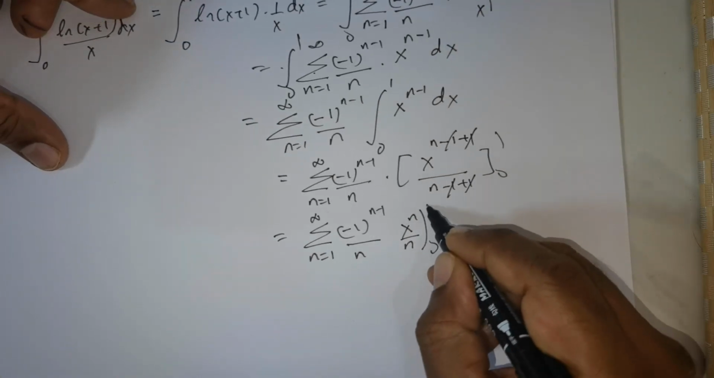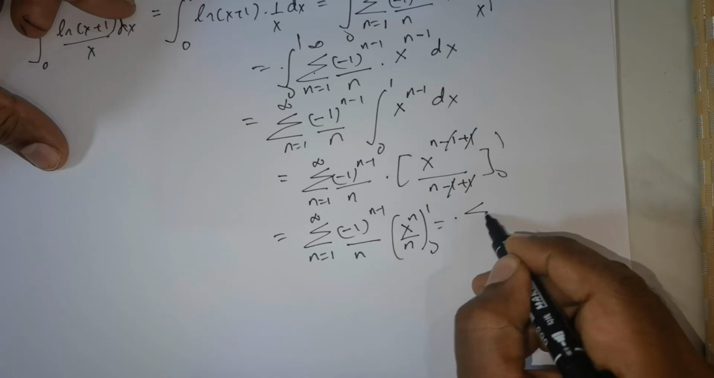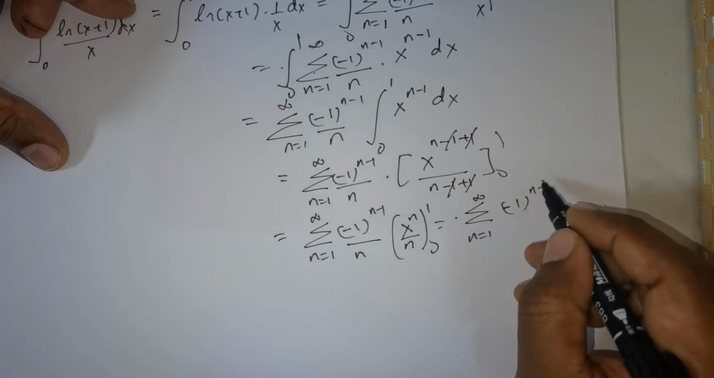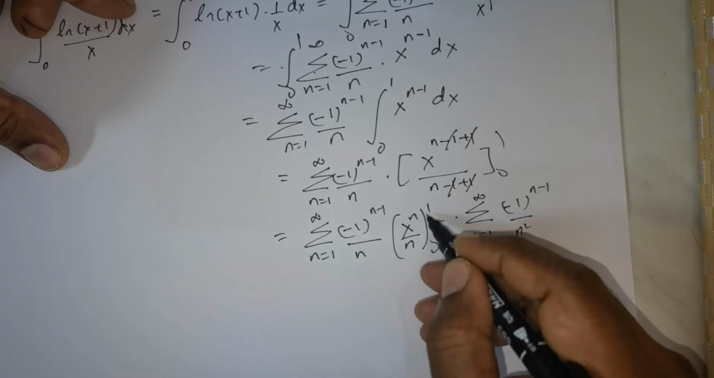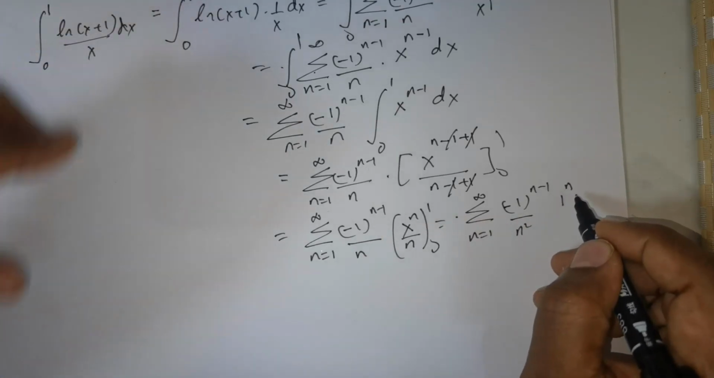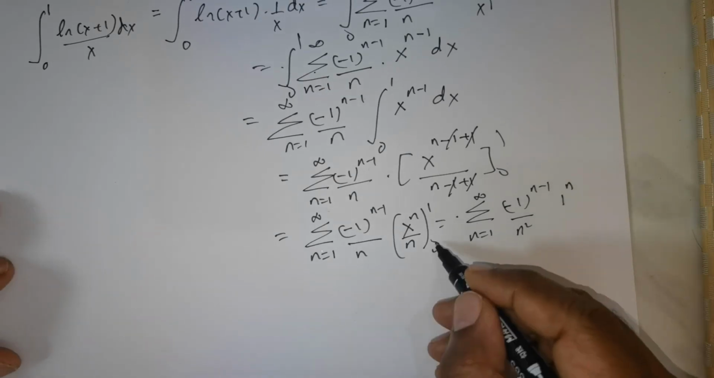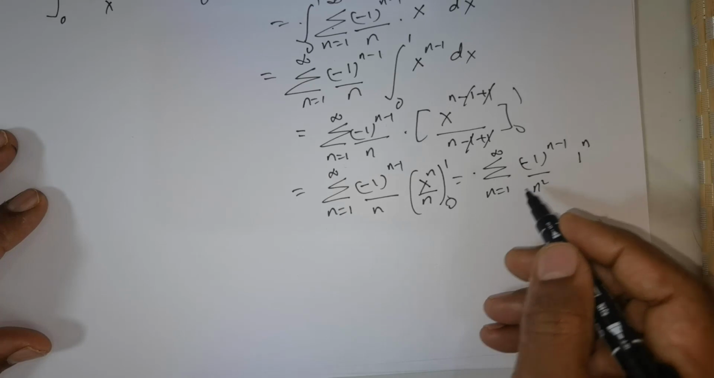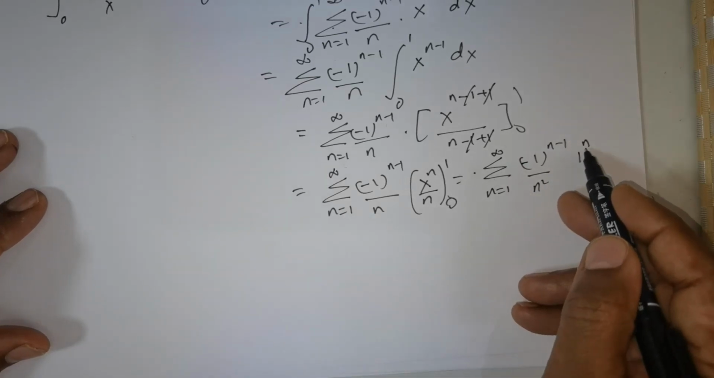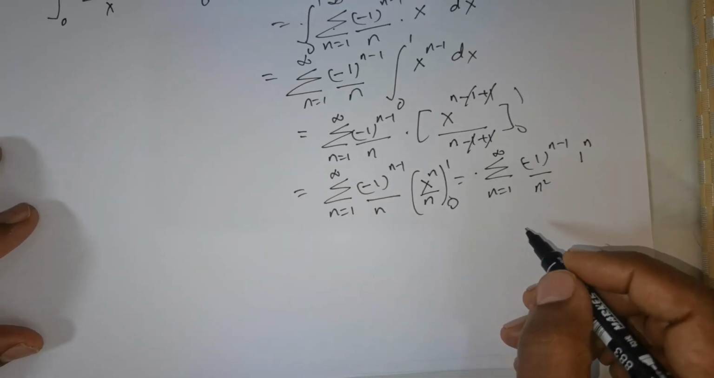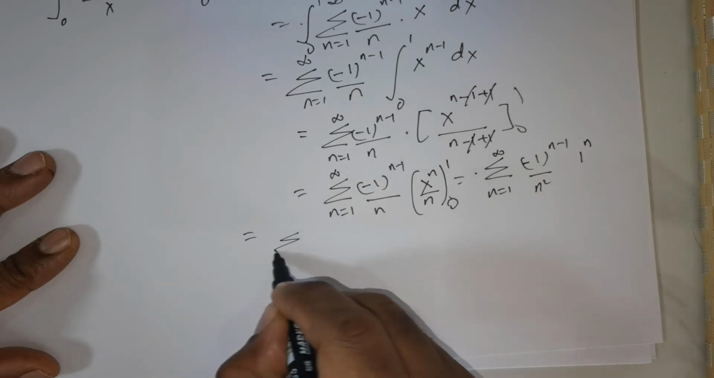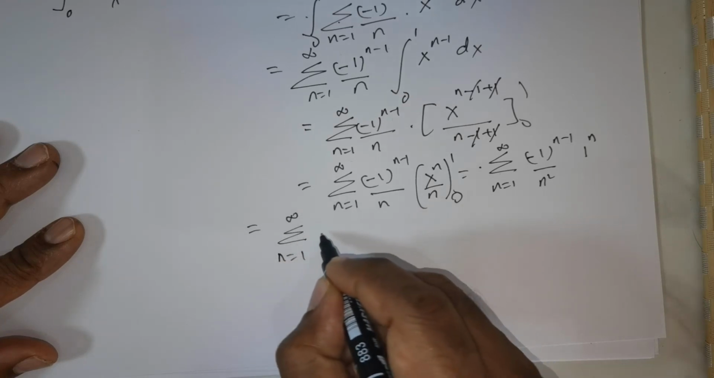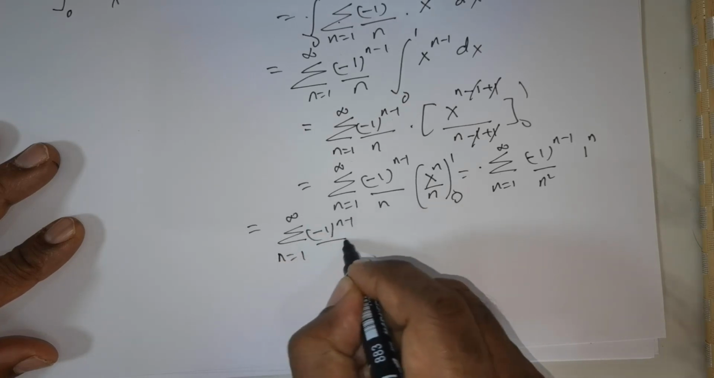Now the limits are 0 to 1, so this can be rewritten as sigma n equals 1 to infinity of (-1)^(n-1), n into n is n squared. This is going to give me 1 to the power n. Of course the lower limit will vanish. Now this can be further rewritten: 1 raised to the power of n, right? That is going to give us 1. So this can be further rewritten as sigma n equals 1 to infinity of (-1)^(n-1) divided by n squared.